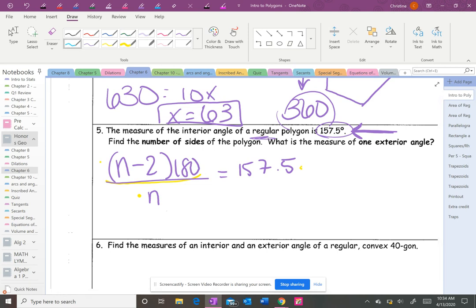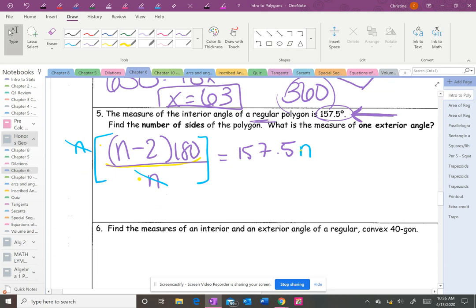Hopefully if you set it up and got this far, you'll remember how to solve this. And that's by multiplying this side by n, which would cause these n's to become 1. And then multiplying by n over here. So now you're left with this. Now, I could divide by 180 again. I'm not going to, because this would not simplify.